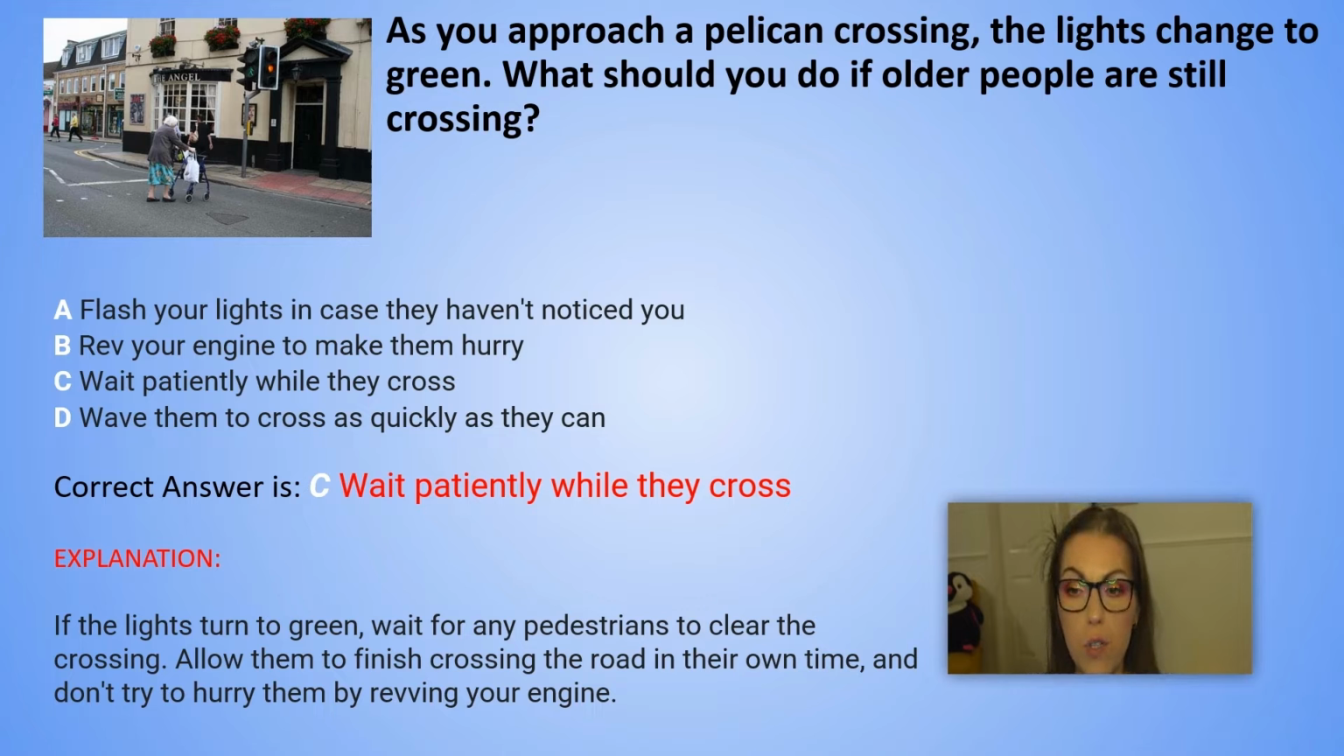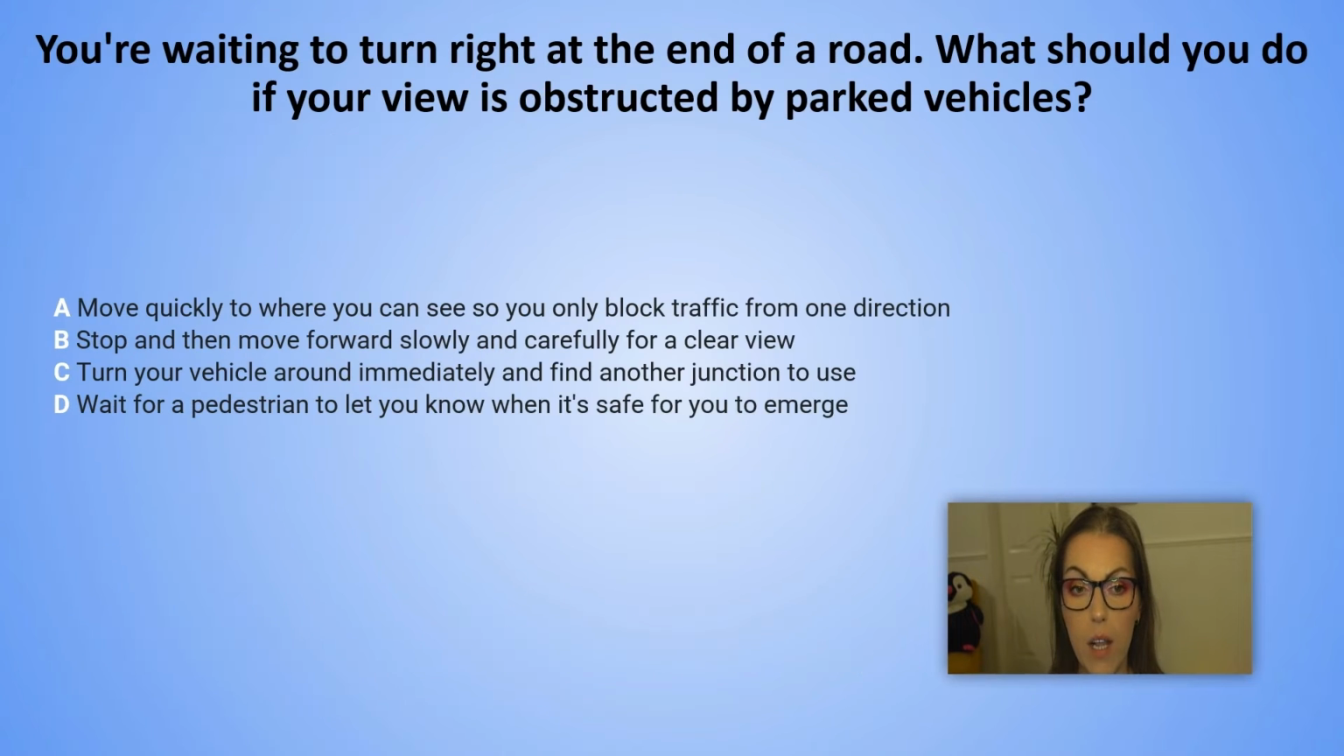Are we ready for the next question? Let's go. You are waiting to turn right at the end of the road. What should you do if your view is obstructed by parked vehicles? A. Move quickly to where you can see so you only block traffic from one direction. B. Stop and then move forward slowly and carefully for a clear view. C. Turn your vehicle around immediately and find another junction to use. Or D. Wait for a pedestrian to let you know when it's safe for you to emerge.